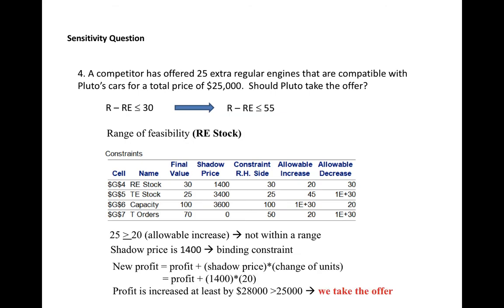If we have 20 more, because the shadow price is valid up to 20, we know that the profit is increased by $28,000, which already exceeds $25,000. So from this, we know that there's no reason to reject this offer. We should take this offer to increase my net profit.